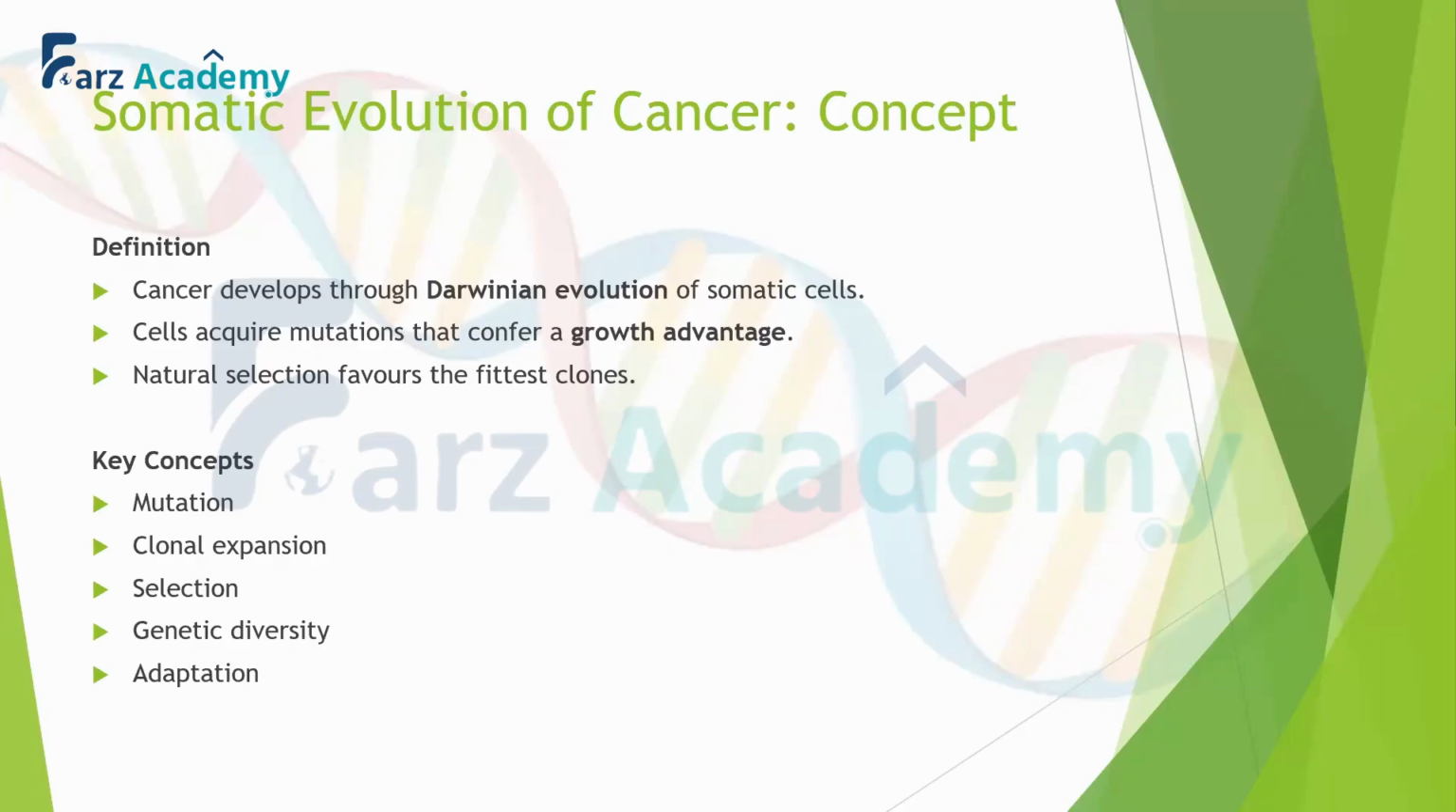So the key concepts that we have to understand here is that first there's a mutation that happens, and then there is proliferation of the cells which leads to clonal expansion. And then in this process also there is a selection of particular cells which have a growth advantage. And then after that there is genetic diversity and adaptation of the cells to the environment.